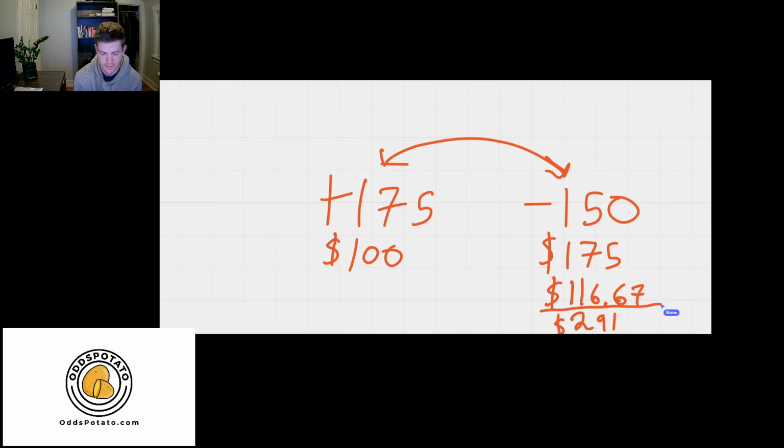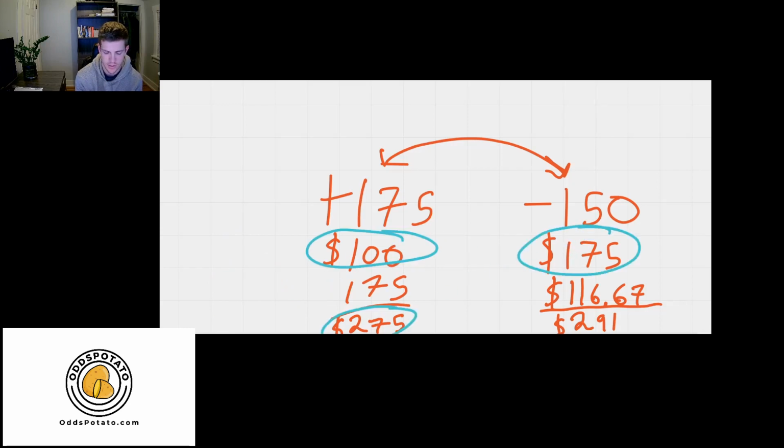And on this side, once again, you'd win $175, and you'd be up $275. So in this scenario, you're in $275. And if the underdog wins, you're going to be up $275, not lose a thing. And if the favorite wins, you're going to be up $291. So profit of, what is that, $16?